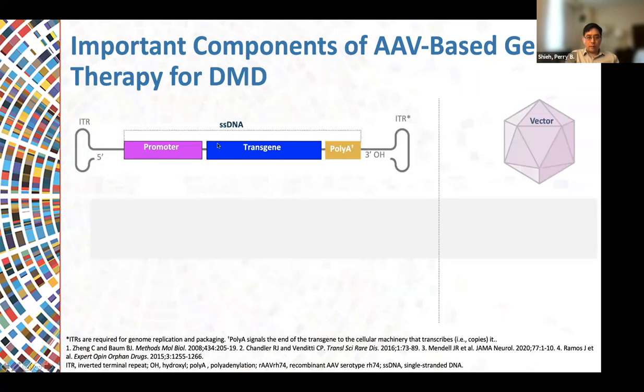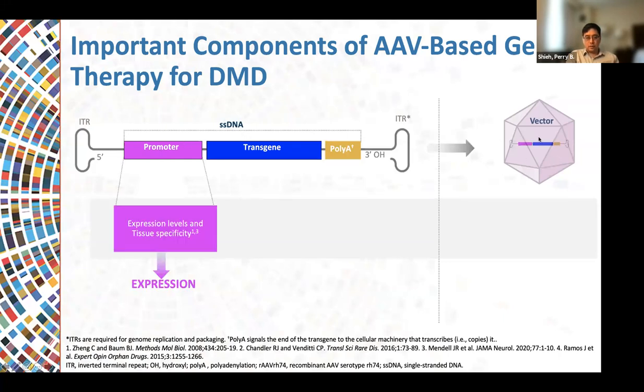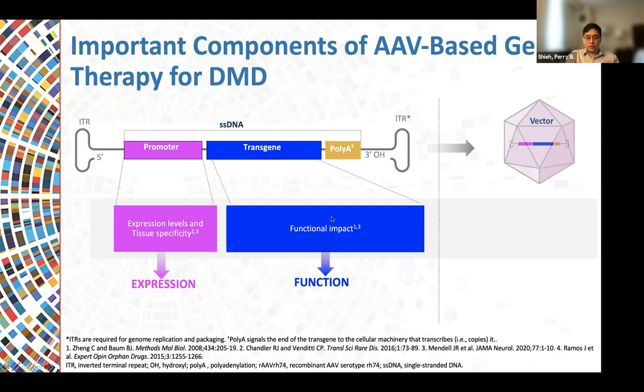So just a little bit more about this DNA cassette. This is inside the vector. And so there are a few components here. There's the promoter, which is basically some regulatory elements which turns on the gene. It has tissue specificity, and it determines what tissues the transgene will be expressed in. And then the transgene itself is basically the gene we're trying to replace. So many of you are probably familiar with gene therapy for spinal muscular atrophy. In that case, we were trying to replace the SMN gene. And so what was here was the SMN gene for the spinal muscular atrophy product.